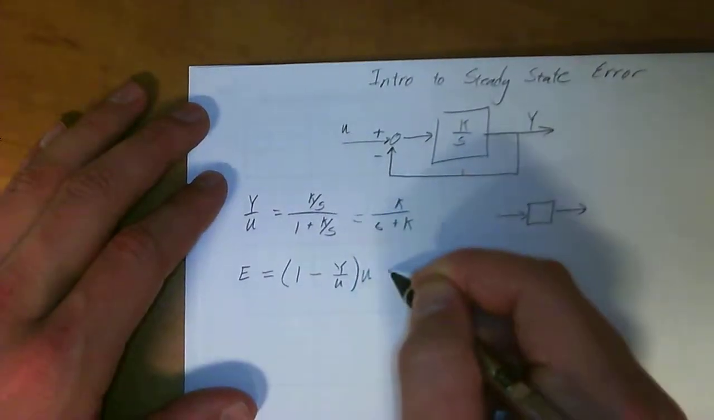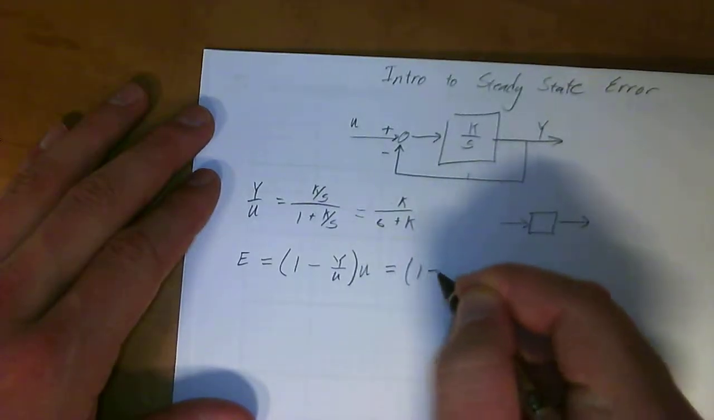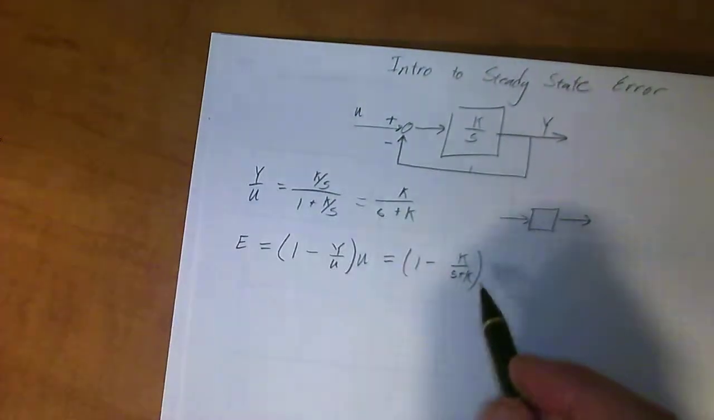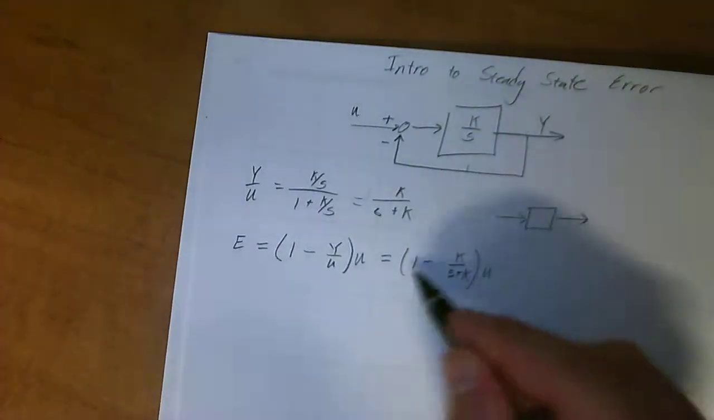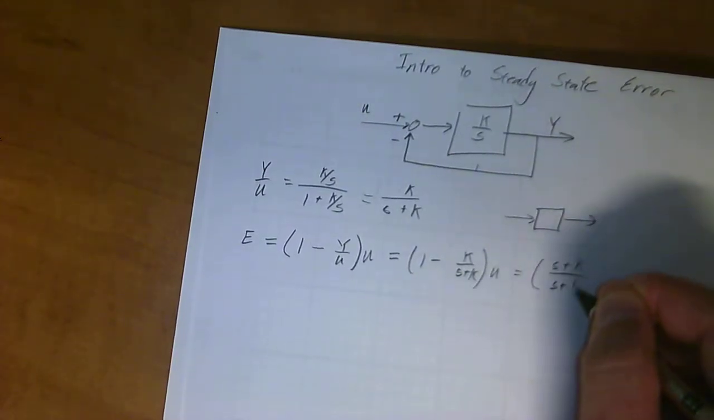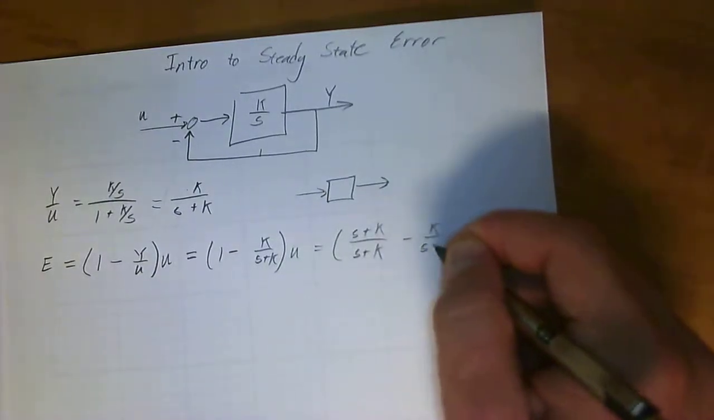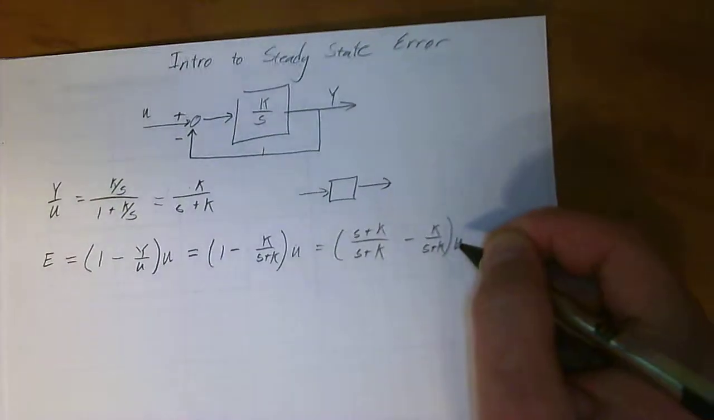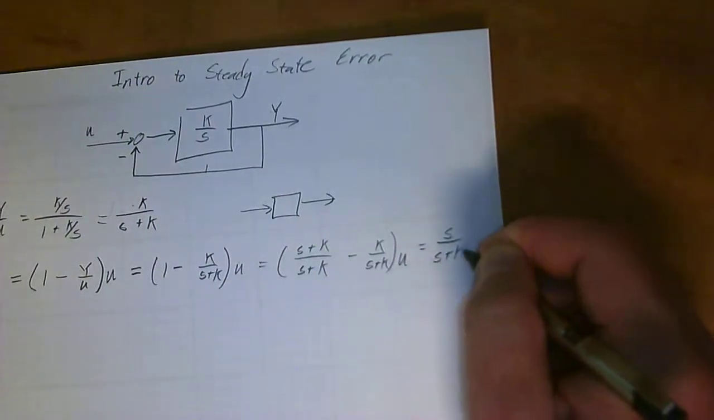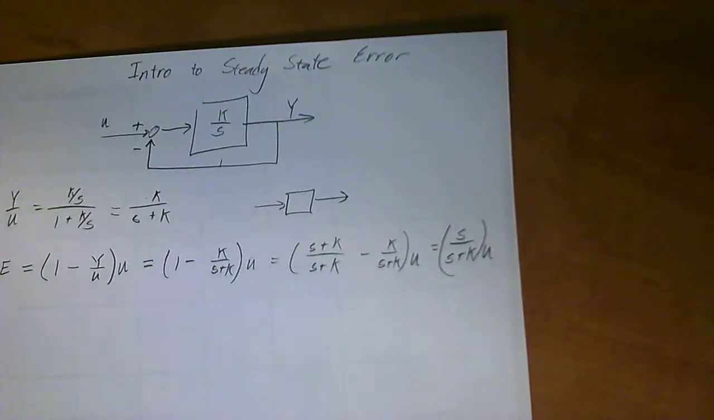So, this is u. Doing a little bit of math here, this is equal to 1 minus k over s plus k, times u. This isn't very useful at this point, so I'm going to get a common denominator: s plus k over s plus k, which is equal to 1 still, minus k over s plus k, times u. And this is going to equal s over s plus k, times U. And that is the formula for your steady state error.